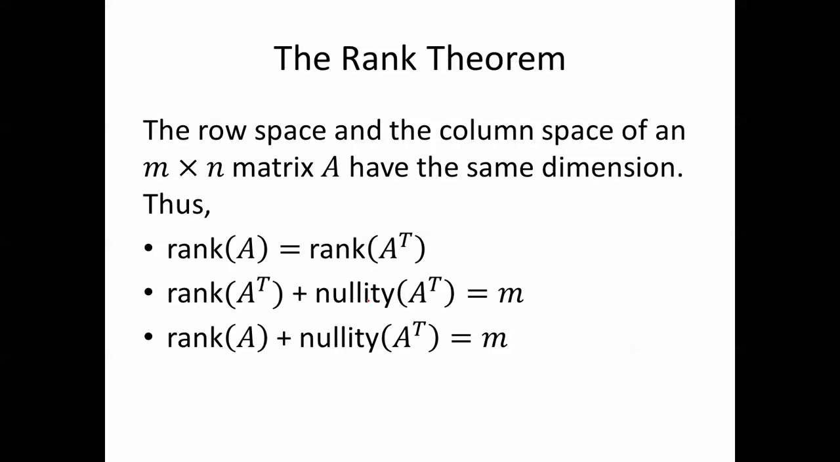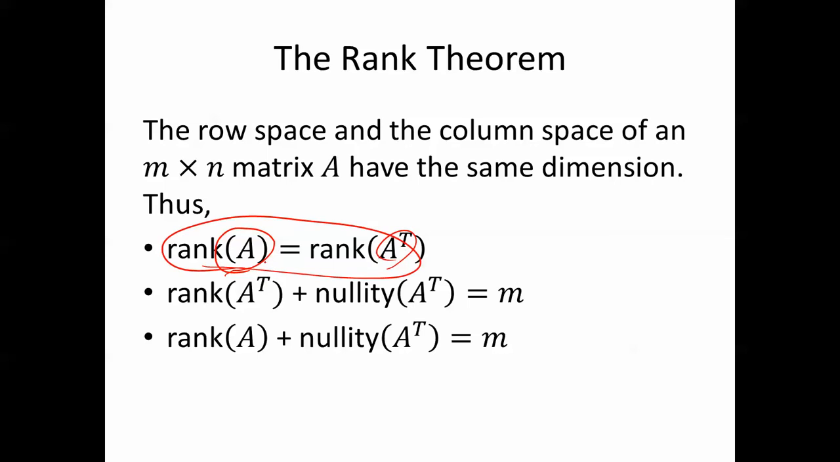The row space and the column space of an m by n matrix A have the same dimension. Thus, the rank of A is the same as the rank of A transpose, because the dimension of the column space of A and the row space of A are the same, but the column space of A is the row space of A transpose. So these are going to have the same rank.